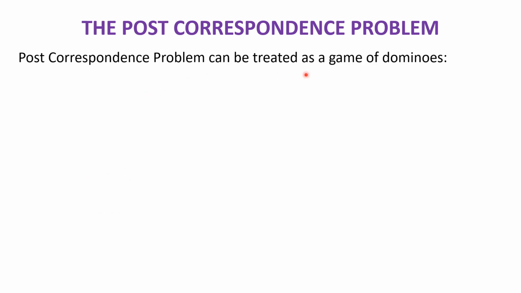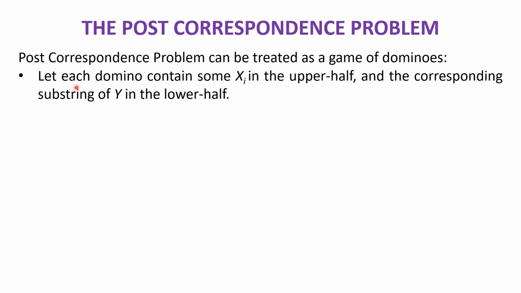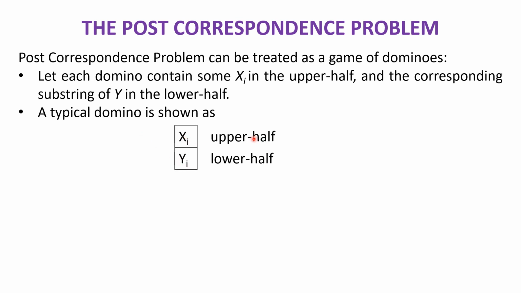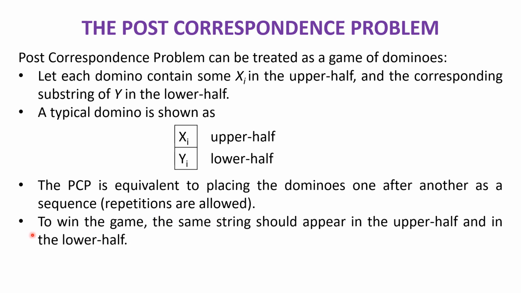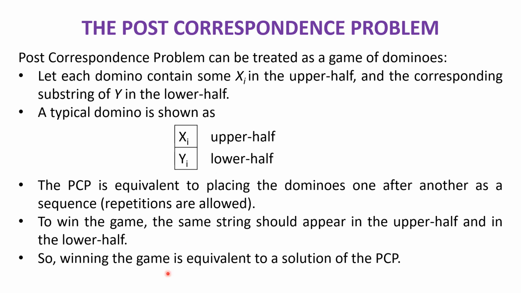Post Correspondence Problem can be treated as a game of dominoes. Let each domino contain some xi in the upper half and the corresponding substring of y in the lower half. A typical domino consists of xi as the upper half, yi as the lower half. The PCP is equivalent to placing the dominoes one after another as a sequence where repetitions are allowed. To win the game, the same string should appear in the upper half and the lower half. So, winning the game is equivalent to the PCP having a solution.